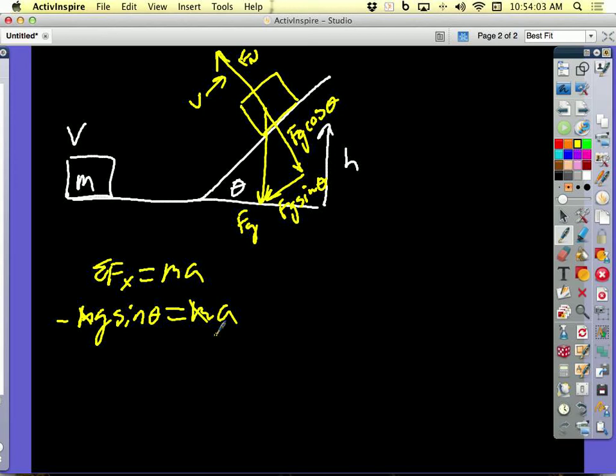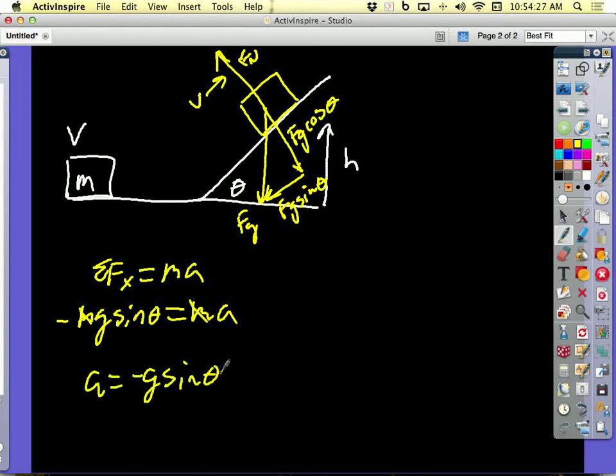Why? What is this box going to do? It's going to stop at some point, right? So there must be an acceleration down the incline, and that's just from gravity. Then there's no friction, so I don't need to worry about the y direction. So my a is negative g sine theta.